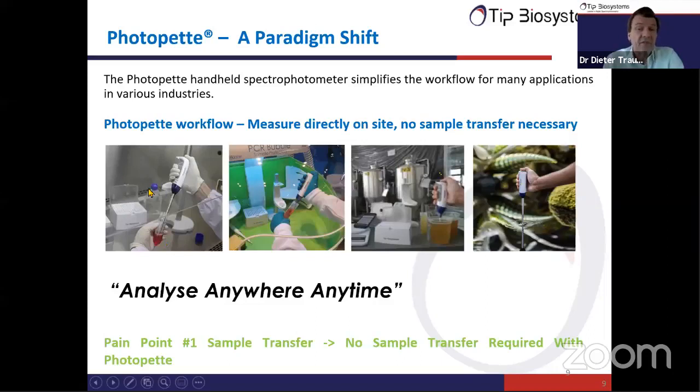So here are some examples of applications. On the left, this is a cell culture hood. Here, this green box is a special hood to work with nucleic acids, RNA and DNA. And then we have a scenario here in a brewery. And we have here a measurement outdoors, directly in a pond or something like this.